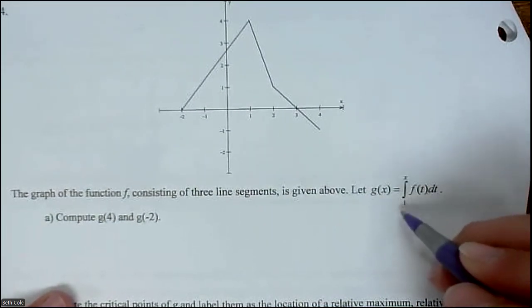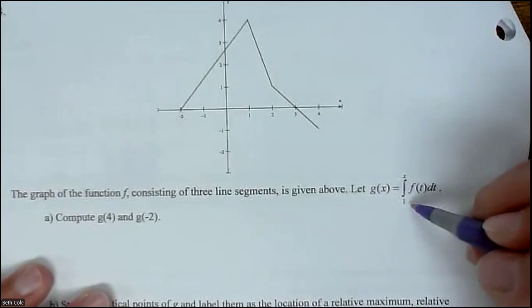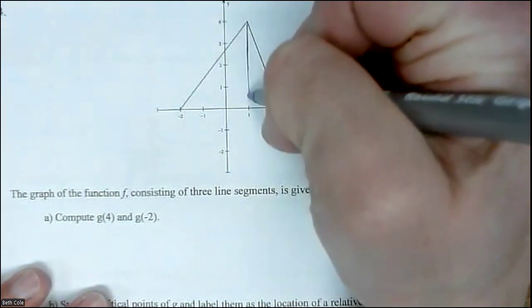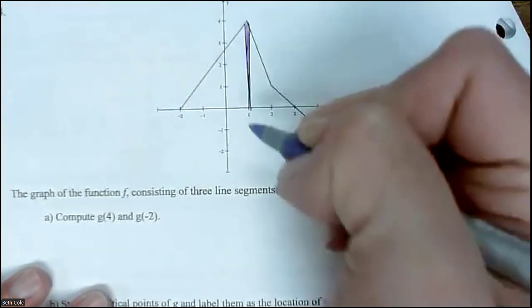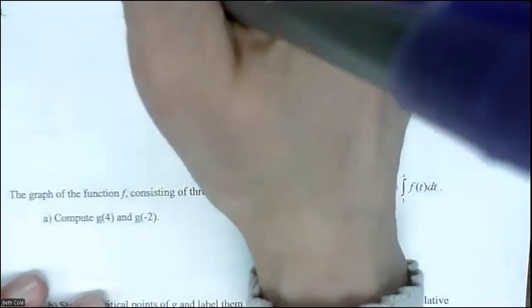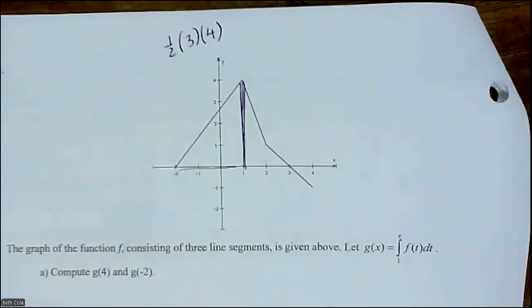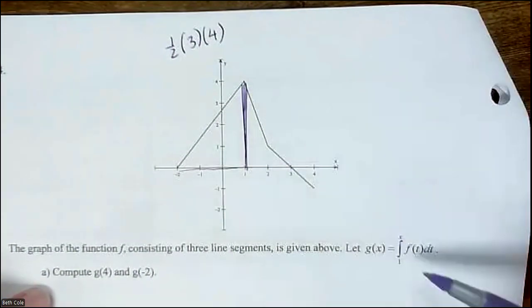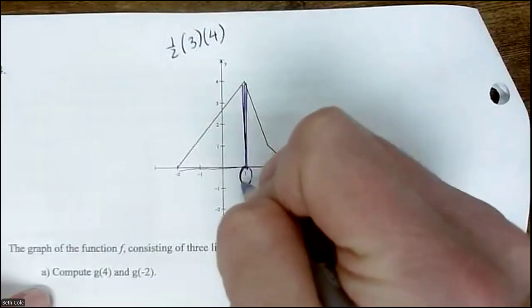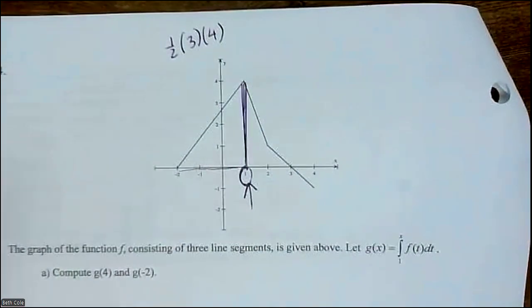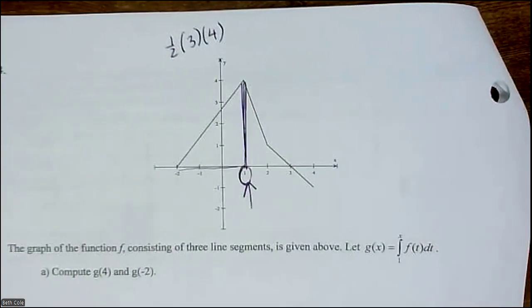Where does our accumulation start? 1. Do you see that right there? 1. So my first shape is this triangle here, 1/2 base times height. I just drew a line at 1 because our accumulation starts at 1, or you can circle that or draw an arrow towards it to remind you that we're starting at 1.